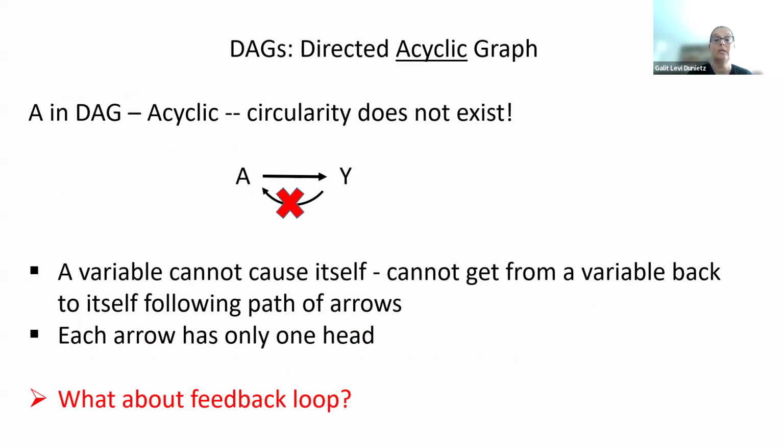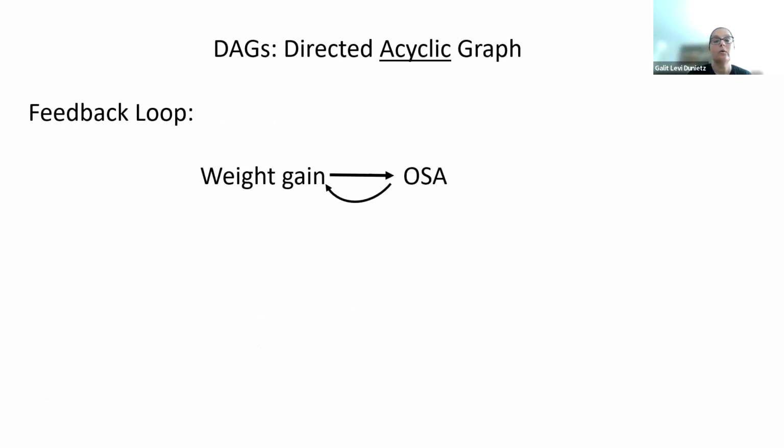Okay, so what happens when we have a feedback loop? Causal diagrams do not allow us to look at circular relationships. So the A in a DAG is acyclic, which means that a variable cannot cause itself. We cannot go from A to Y and then go back to A. But what happens when we do have a feedback loop, which happens? So here's a concrete example. Maybe that would be easier to respond to. Weight gain and sleep apnea. We know that weight gain leads to sleep apnea, but we also know that sleep apnea can in turn increase weight gain. So how do we study that?